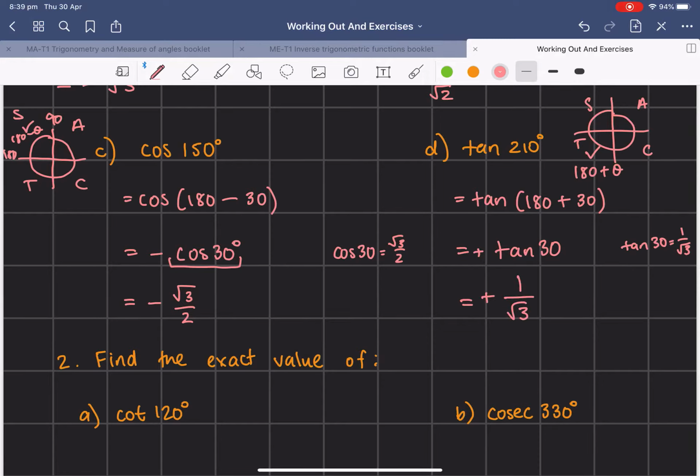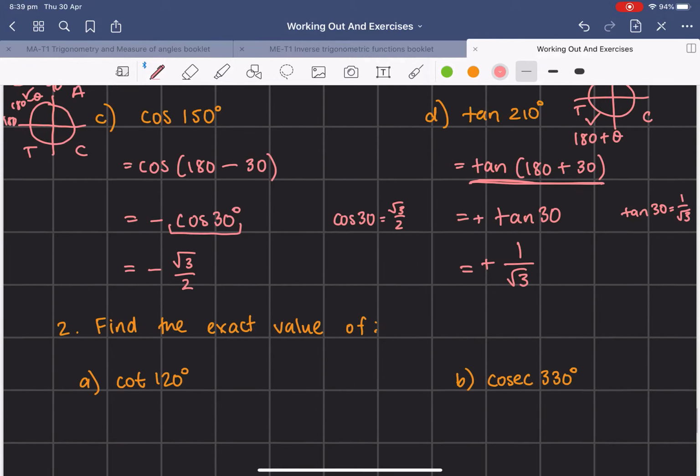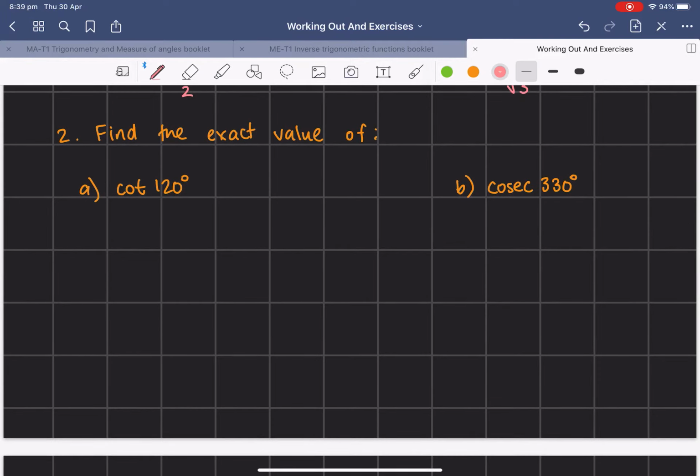Okay, so with these ones, draw the diagram, work out what quadrant it's in, write this statement with the reference angle, and then determine if it's positive or negative, and then calculate the exact value. All right, here are a couple more, except now we've got cot and cosec. So let's just do exactly the same thing. I'm just going to rewrite it.